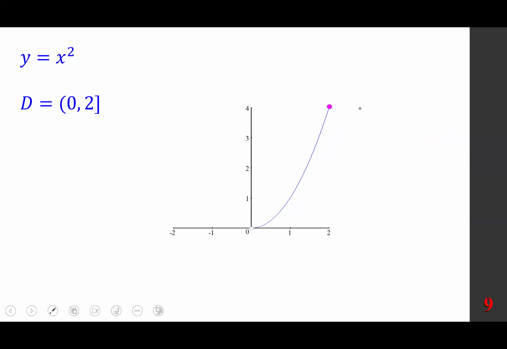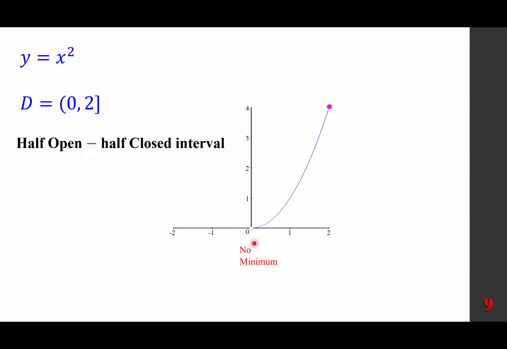Let's make a change and let's make it half open, half closed. It's open at the endpoint 0, therefore this is not included, therefore we don't have a minimum. But half closed at 2, we have 2 comma 4, therefore we have an absolute maximum. And of course, we don't have local extremes. We don't have a local max, we don't have a local min.